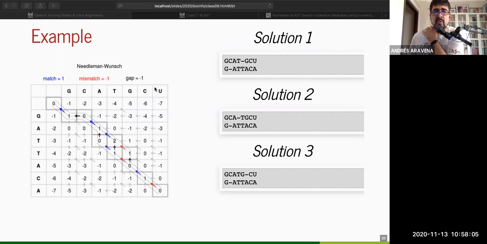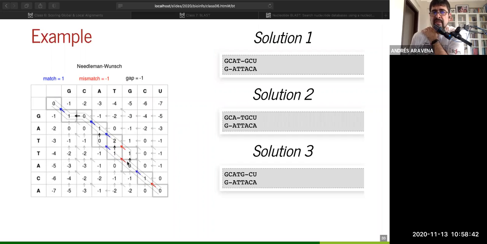Here you have A with U, so they don't match. So you have a mismatch, -1. Therefore, the previous one was 1. If you got 0 here and you have a mismatch, it means that the previous score was 1. So you are here. Here you have C with C, that is good. And then you have to know where you came from before. You either come from here, or from diagonal. Now, if you move horizontal or vertical, you have a gap, so you are paying a penalty. So the only solution is that you came here, diagonal.